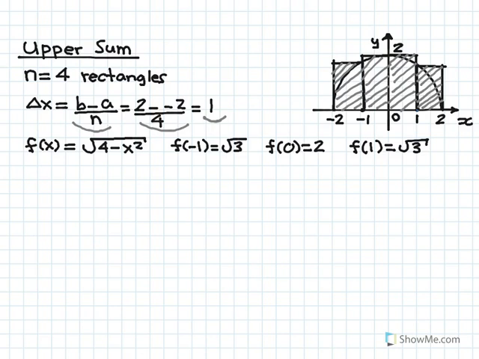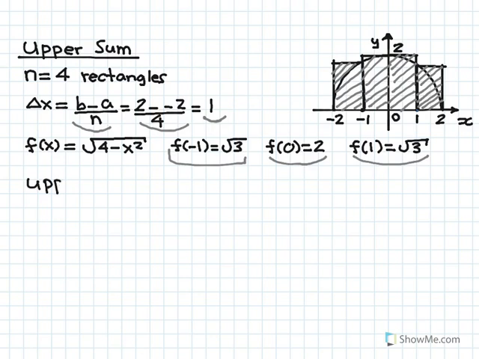So at x equals minus 1, f of minus 1 is root 3. And f of 0, plug x equals 0 into f of x, and we get f of 0 is 2. And f of 1 is root 3. Plugging x equals 1 into f of x, we get f of 1 is root 3. All right, let's do the upper sum.